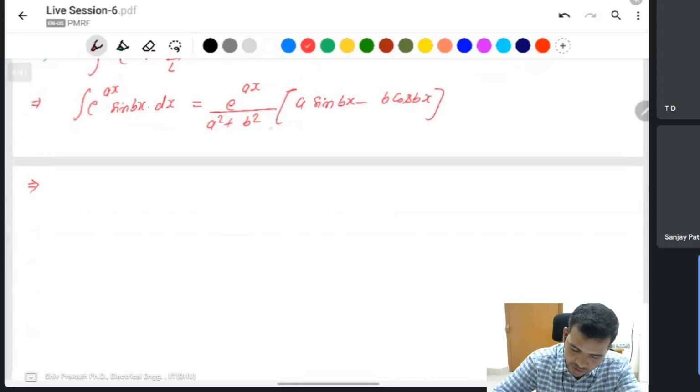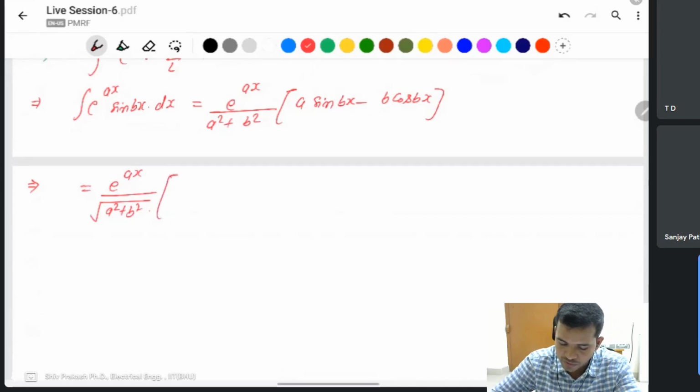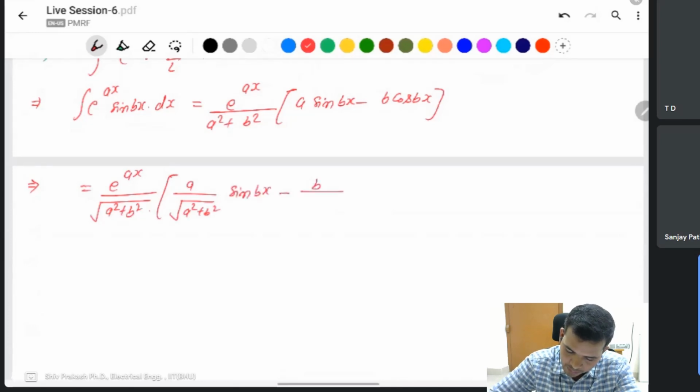You can also write this one as e power ax root of a square plus b square. We multiply root of a square plus b square under the bracket like this: a by root of a square plus b square sin bx minus b by root of a square plus b square cos bx.